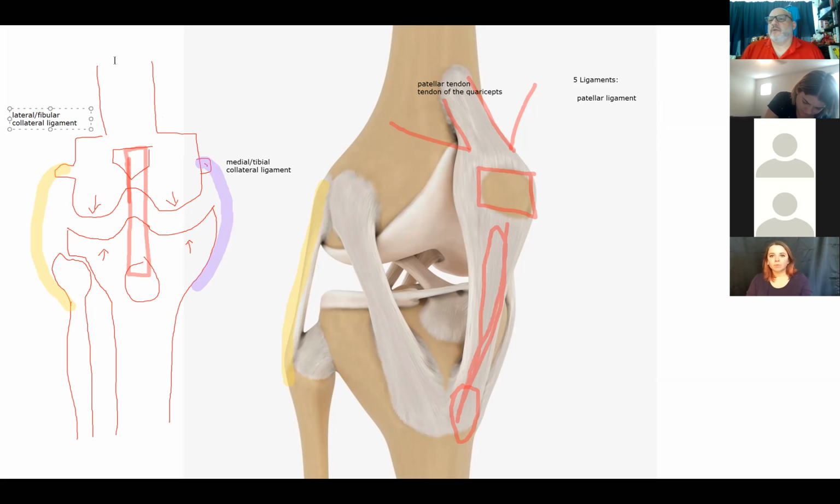All right. Questions on that? So the third ligament, which comes from the lateral epicondyle of the femur. Yep. Down onto the head and neck of the fibula. The head of the fibula? Yeah, head and neck of the fibula, correct. All right, so questions on those three?